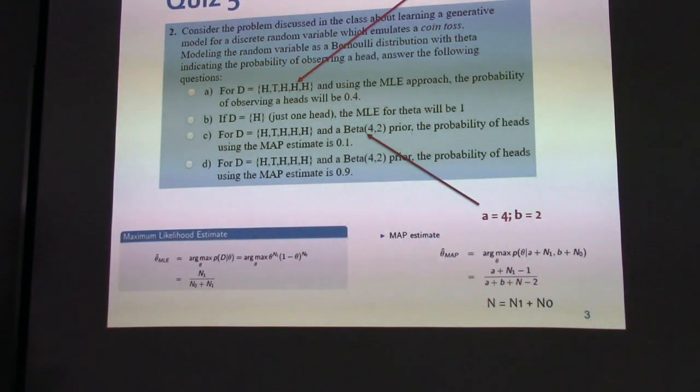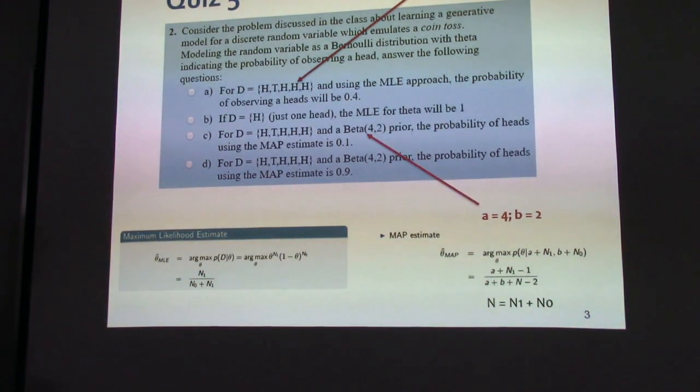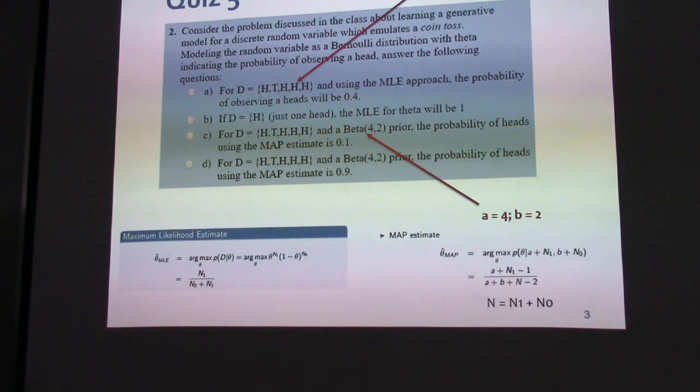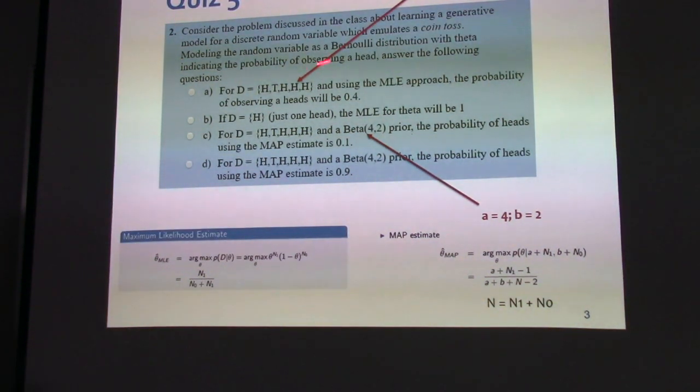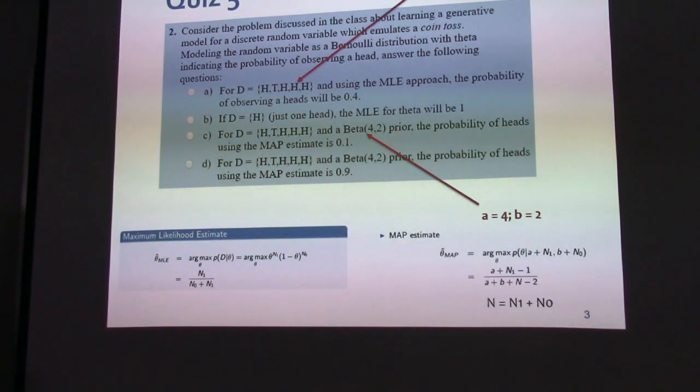For example, in this question, let's take choice A as the example. Here, D denotes T, T, T, H. So here we can see that N1 equals 4 and N0 equals 1. So we can use the MLE formula to calculate the probability of observing a head. It should be 4 over 4 plus 1, which is 0.8. So the first choice is wrong.